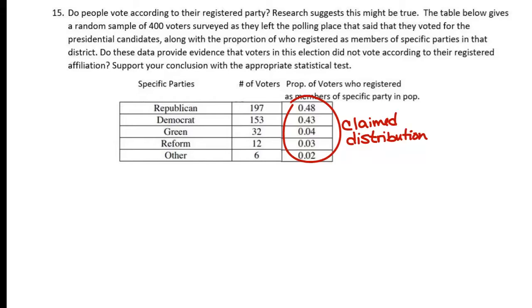It's like, what did you register as? Or when you go to vote in the primaries, you have to declare a party. And that's probably where this data has been pulled from. People that declared they were Republican, Democrat, Green, Reform, or other when they went to go vote in the primary. Because in most states, you can only vote in the primary for the party that you have declared.